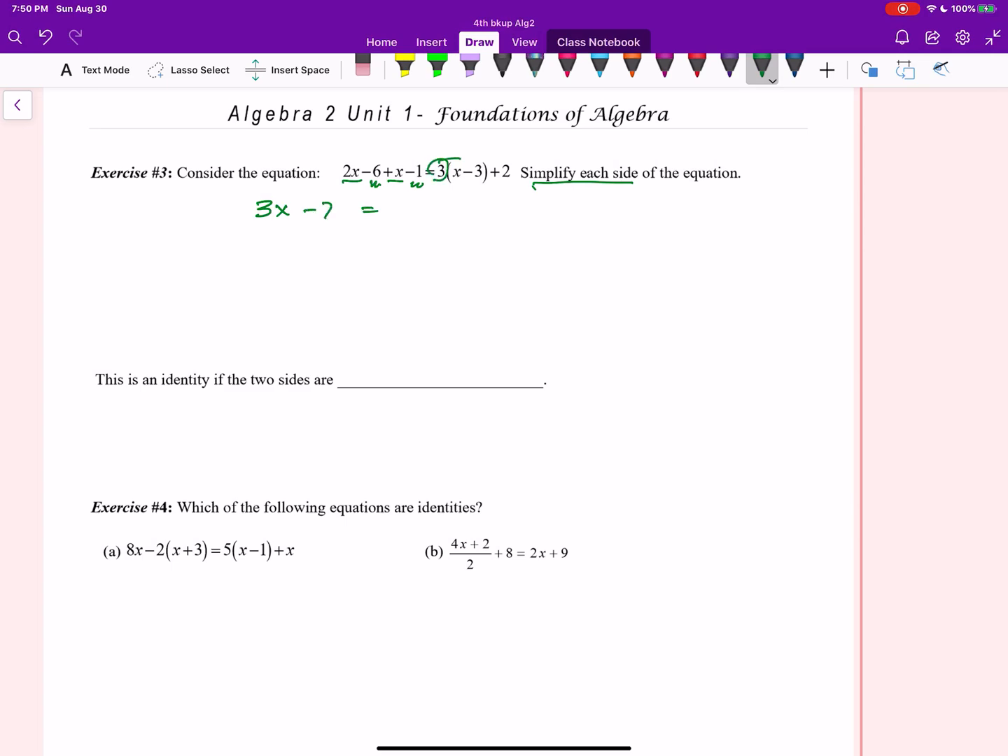On the right-hand side, we'll distribute this: 3x minus 9 plus 2, and combine like terms on the right-hand side. We can stop there and don't continue further because this is an identity. This is an identity if the two sides are identical. This left-hand side is exactly the same. It is identical to the right-hand side. So this is considered an identity.